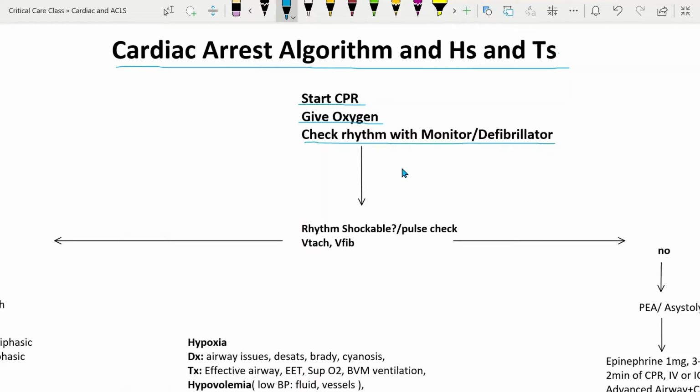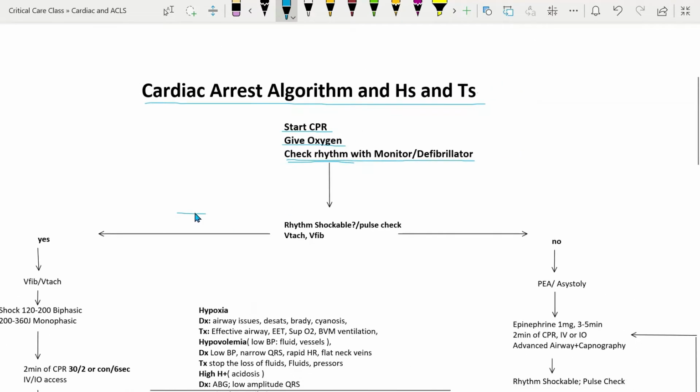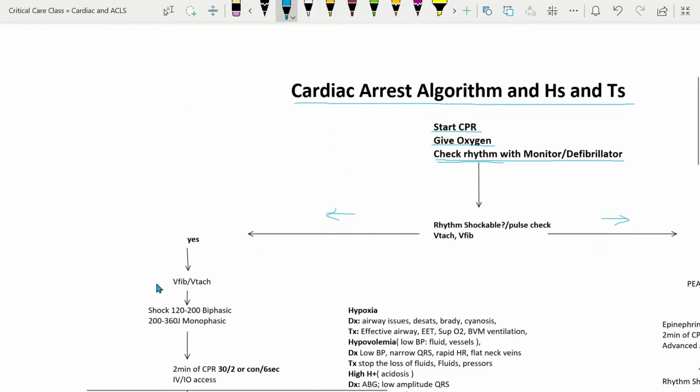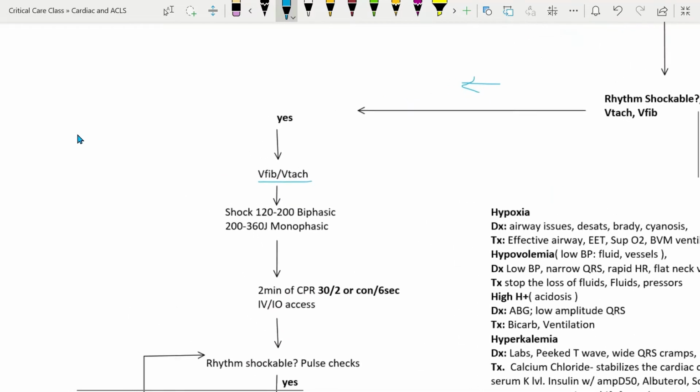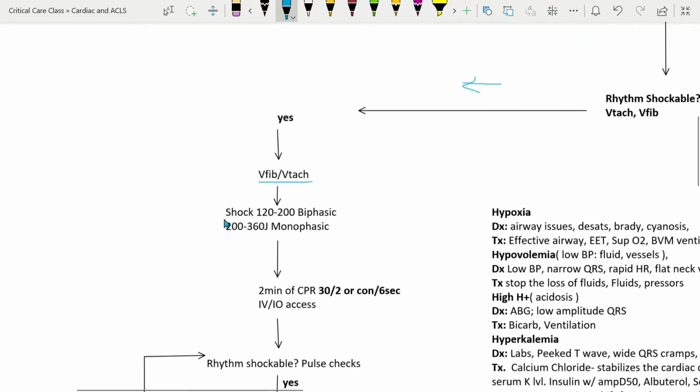After connecting the defibrillator, we can analyze the rhythm, which will take us down one of two pathways. One of them is ventricular tachycardia or ventricular fibrillation, where the heart rhythm cannot produce a pulse. Immediate defibrillation is required with 120 to 200 joules on a biphasic defibrillator and 200 to 360 joules on a monophasic defibrillator.